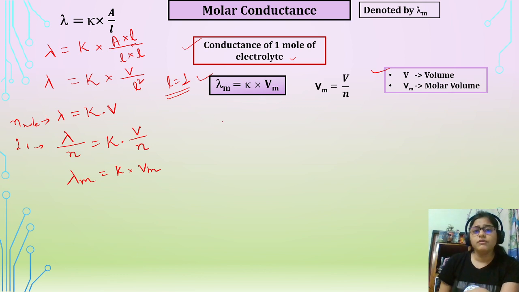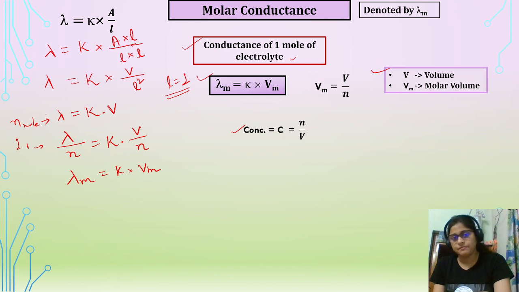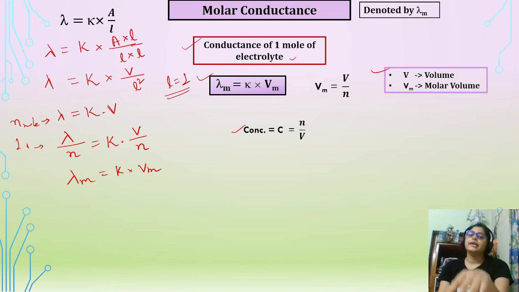Now let's say a different thing: concentration. What is the concentration? We know it is mole by volume, right? Mole per liter. We use the unit of concentration as mole per liter, most of the time, or molarity, normality. For any case, these all are mole per volume units. Now here only one mole, so n equal to 1.